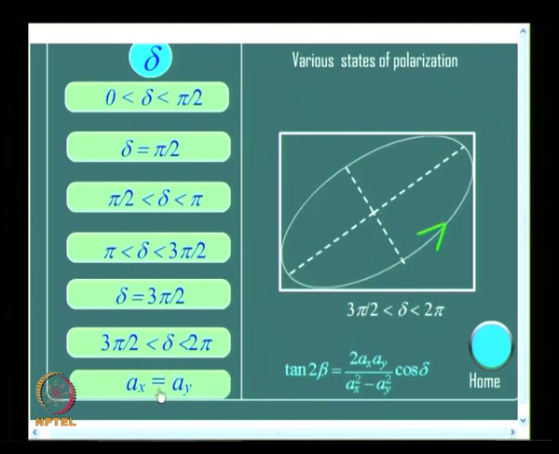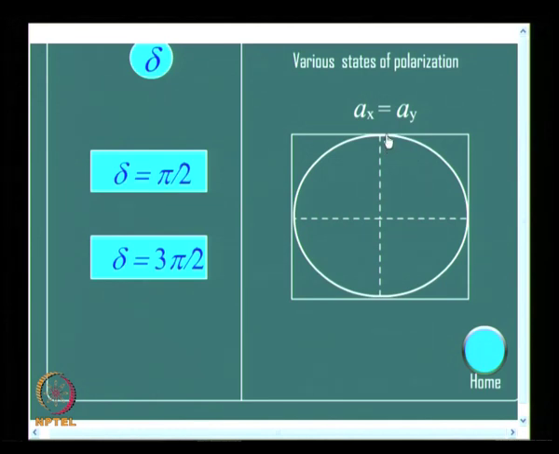We also looked at the special case, in addition to whatever the relative retardation, if Ax equals Ay. What we saw was you do not have an ellipse, but you have a circle, and 2 types of relative retardations are possible, delta equal to pi by 2 or delta equal to 3 pi by 2. You have one type of handedness when delta equals pi by 2, and another handedness when delta equals 3 pi by 2.